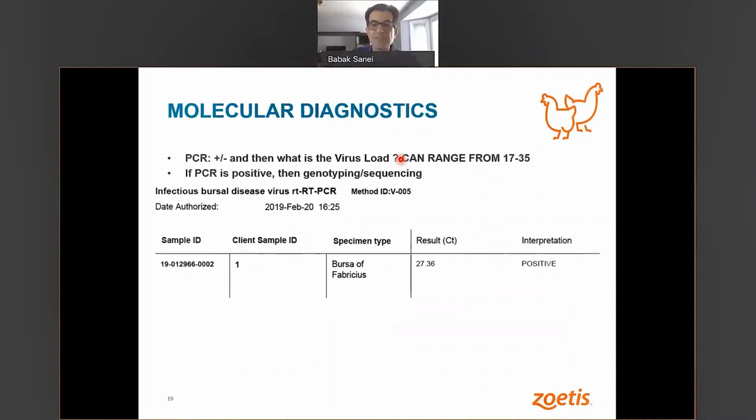As I said, the range of this value here, the smaller it is, the higher the level of infection. Between 17 and 35, you are closer to about 30 here, 27. There is some virus, but I am not sure whether it's because of the vaccine I used or really a field challenge. That's where your molecular is extremely important.